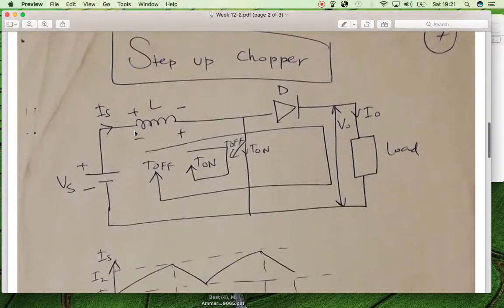Now we can see the step up chopper, in which we have the supply voltage, the inductor, the diode, and the load. We have a switch over here, and during the T on, when this switch is closed, the current comes from the supply to the inductor and passes through the switch. Whenever this switch is off, the current comes from the supply, passes through the inductor, through the diode, through the load, and then dissipates.